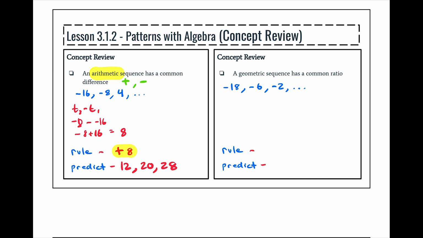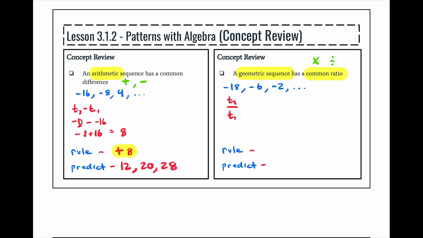Okay, now let's move over to the second review, which is a geometric sequence. And we know that a geometric sequence has a common ratio. If it has a common ratio, then we know we're either going to be multiplying or dividing to find the next term. So how do we find the common ratio? It is term 2 divided by term 1.